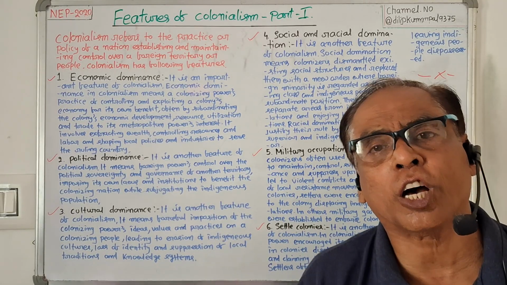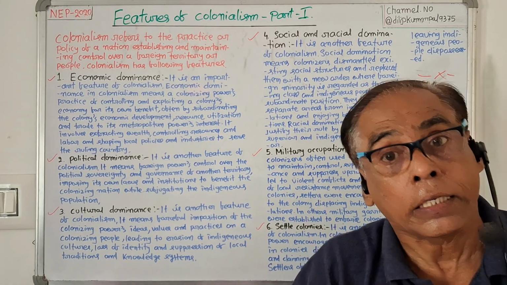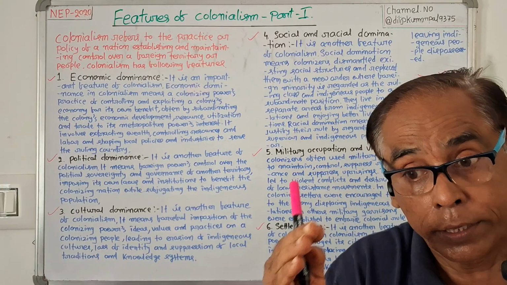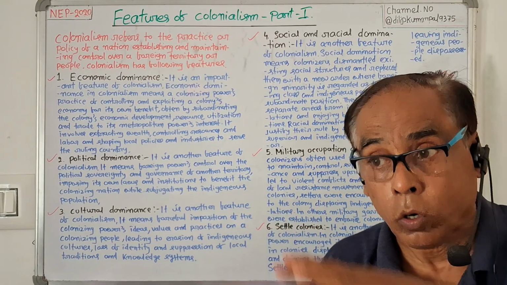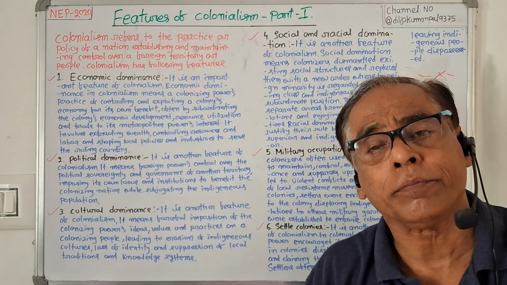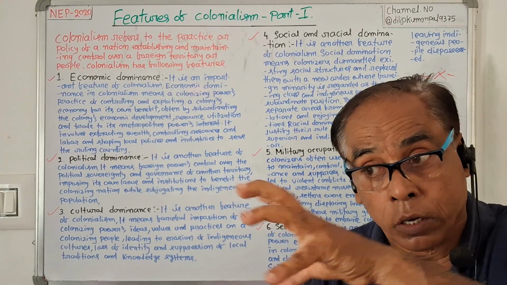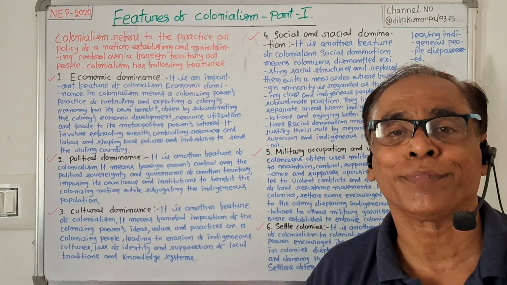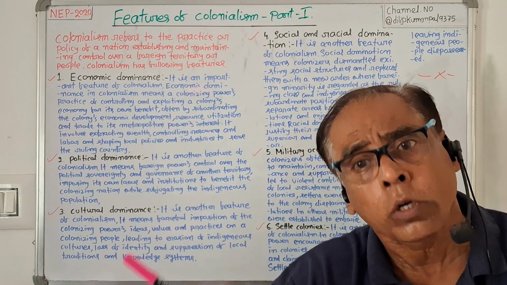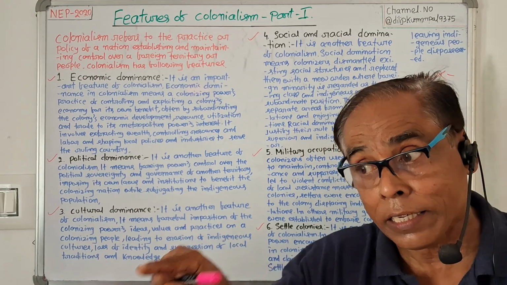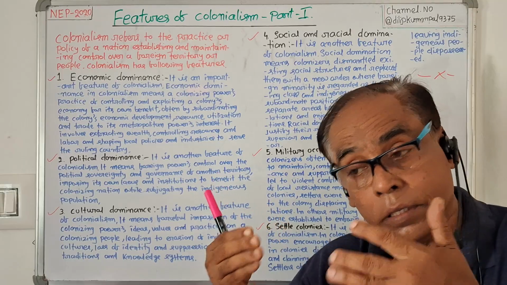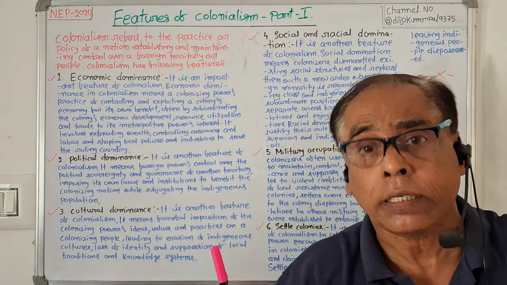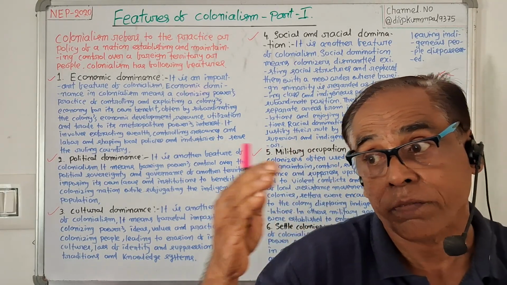So another feature of colonialism is political domination. Political domination means the colonizing country will control the political sovereignty and governance of the colony. It will impose its own laws and institutions in the colony, and it extracts its own interest from the colony.